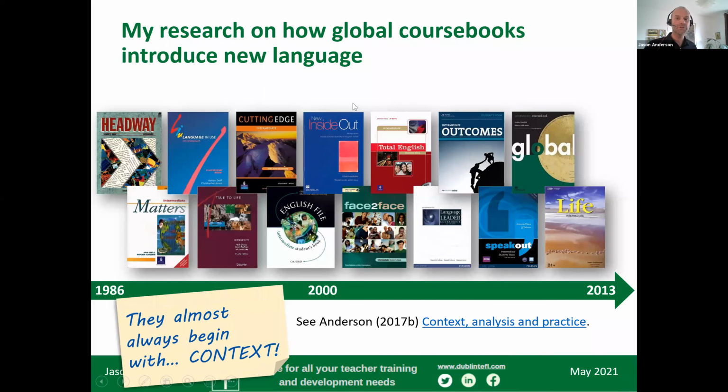And all of these course books, when they teach new language, they don't follow PPP, they don't follow TBLT, they don't follow test, teach, test, because they almost always begin with context. Now, that might be your receptive skills framework, but in fact, it's more than that, because the context nearly always relates to the new language that's introduced.